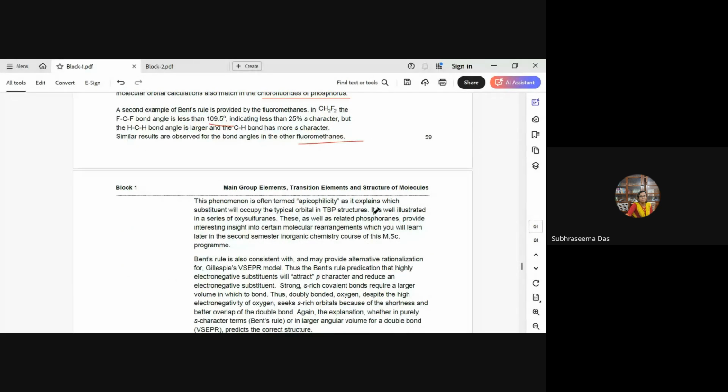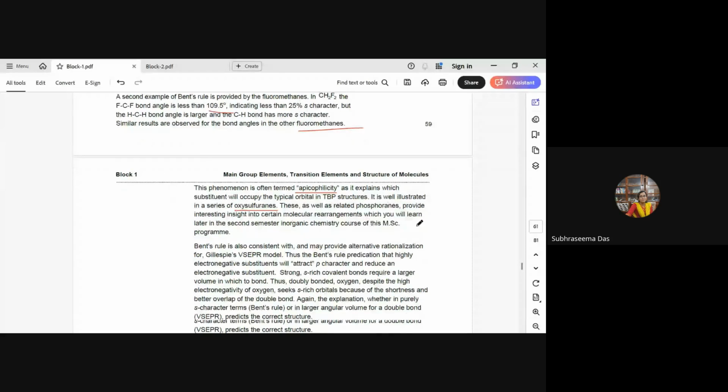Now this phenomenon is called apicophilicity, because it explains which substituent will occupy a particular position in the TBP structure. It is also well seen in a series of oxysulfurates. These details are provided in another chapter in the second semester.